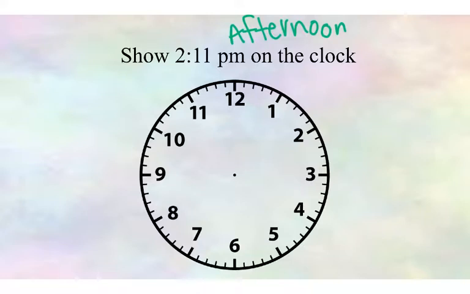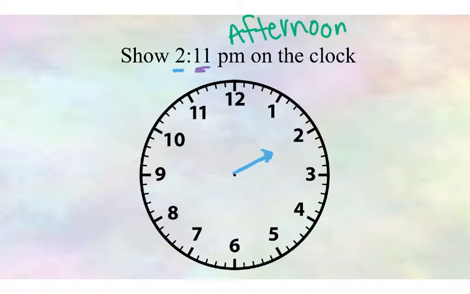So if we look at the 2, because that's the hour, have we passed 2 o'clock? Yes. So it will be between the 2 and 3. Is it closer to 2 o'clock or closer to 3 o'clock? I would say it's closer to 2 o'clock, so I'm going to put my hour hand closer to 2. And then my minute hand is at 2:11.